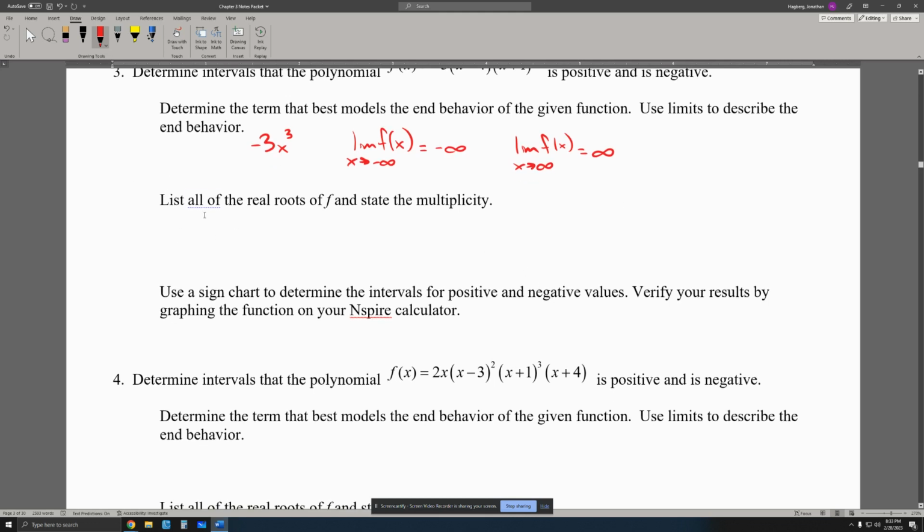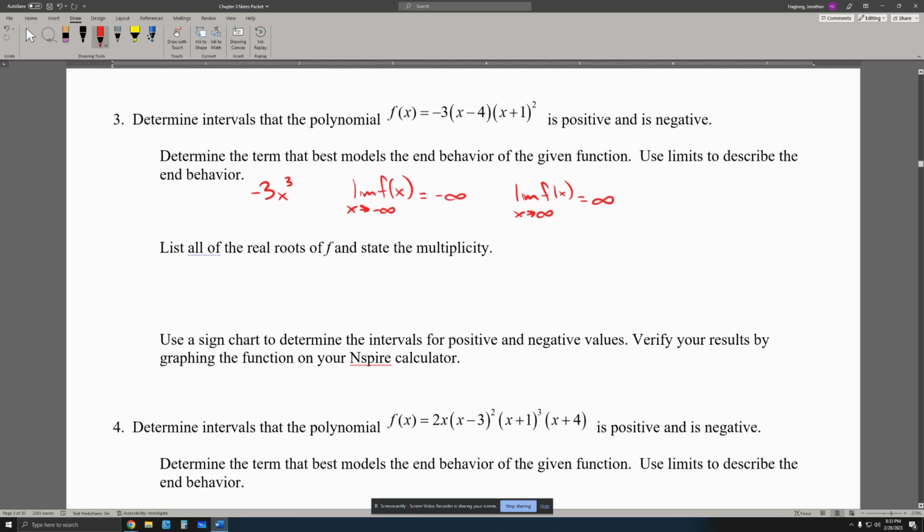So list all the real roots of f and state the multiplicity. Well, I know that because it's factored, we can use its factorization to find its roots or its zeros. So we have x equals 4 and x equals -1. Okay, so looking at the factorization, the multiplicity of the 0 at 4 is 1, right? This factor occurs once. For the factor at -1, this factor occurs twice.